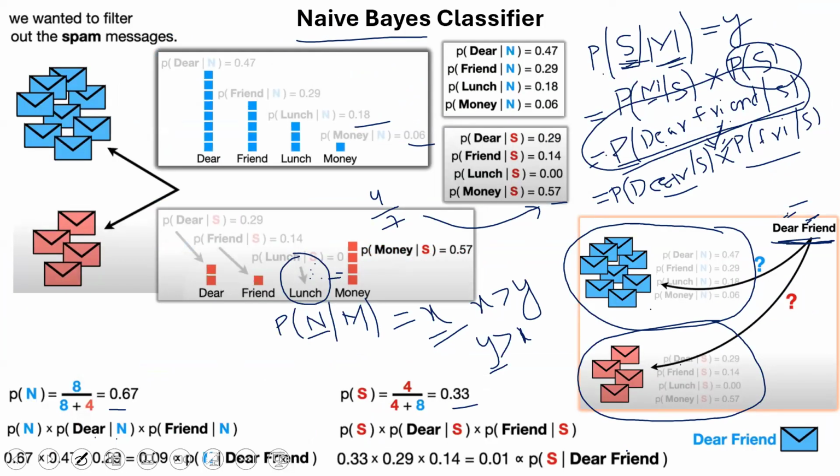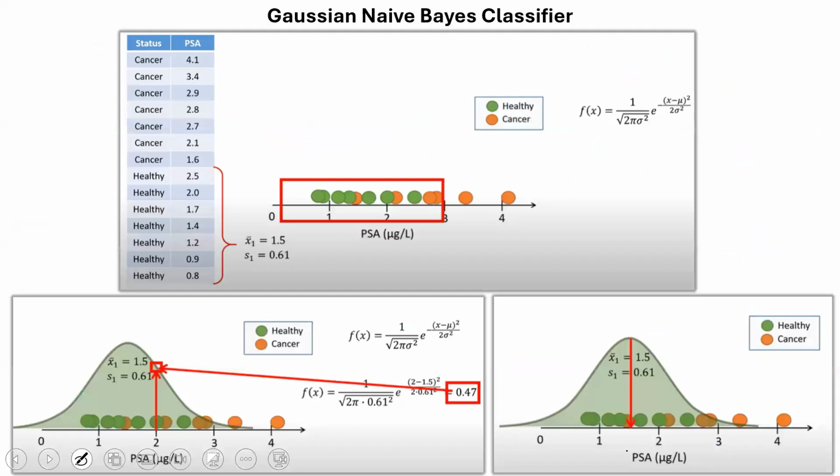Now, the next approach that we're going to talk about is Gaussian naive Bayes. Gaussian naive Bayes always deals with normal distributions. Even if the data is not normally distributed, it considers that the data is normally distributed and performs the classification. So how does this naive Bayes actually work?